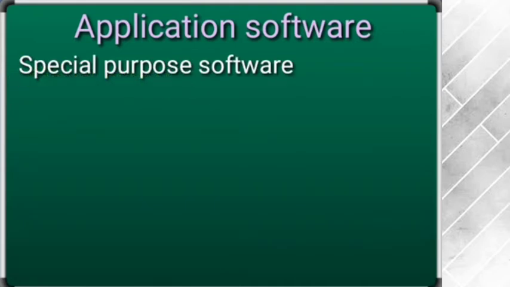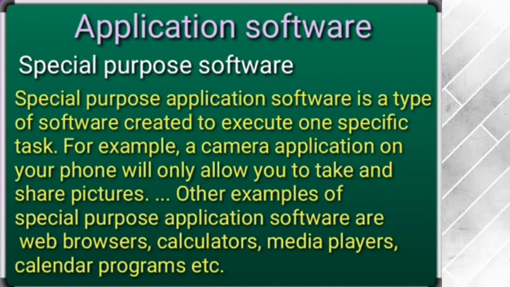Now the second one is special purpose software, which is specially designed for some specific purpose. For example, any particular app or any particular software which is designed to perform only a particular task is categorized under special purpose application software. For example, the camera app inside your phone is only capable of clicking pictures or sharing the pictures, right? A calculator can only do calculation; it cannot write a document or write a novel, or play music. A media player can only play music. So software which is specifically designed for some specific purpose is categorized under special purpose application software.